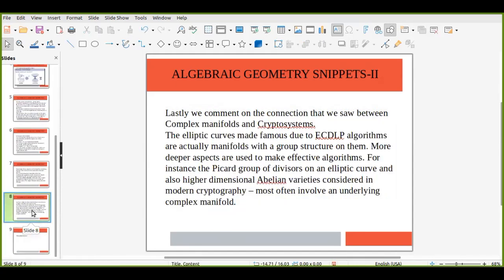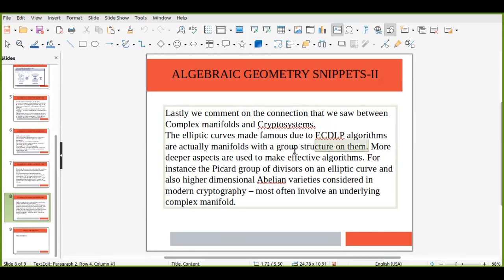I'm coming to the end of this snippet, just to support this FDP that is going on. I wanted to make this quick lecture. So we comment on the connection that we saw between complex manifolds and cryptosystems. The elliptic curves, which are made famous due to the ECDLP algorithms, are actually manifolds with a group structure on them. That means they are abelian varieties.